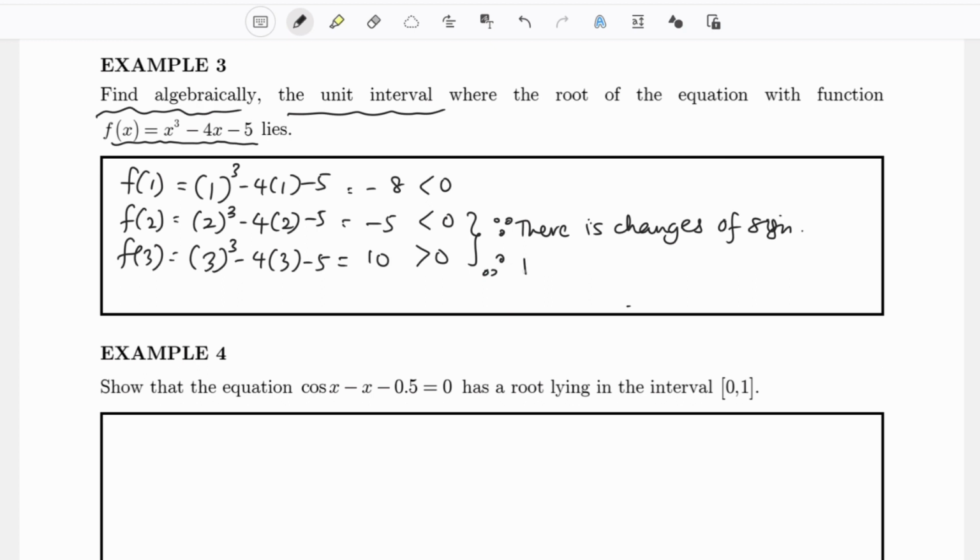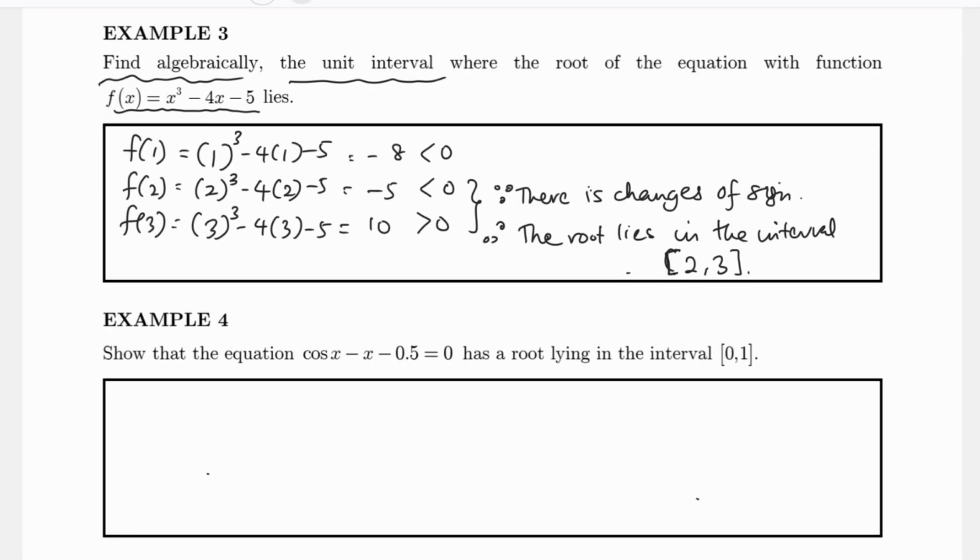Hence, the root lies in the interval (2, 3).